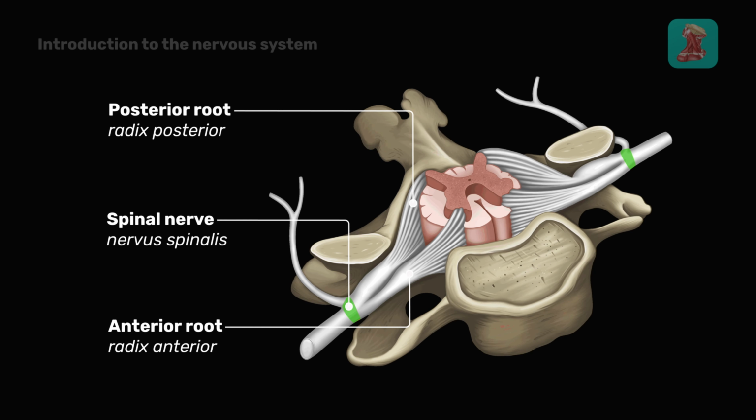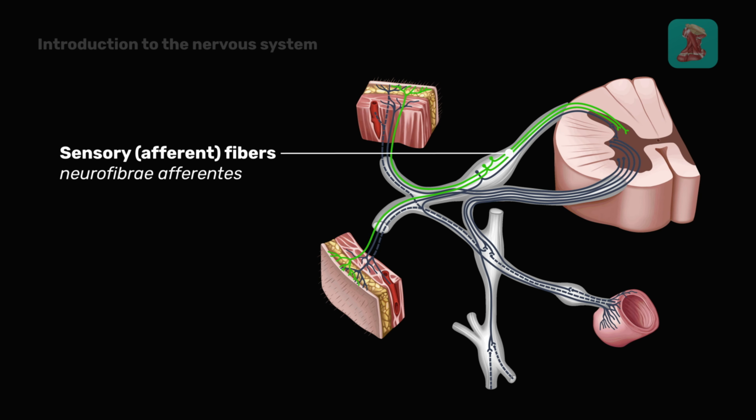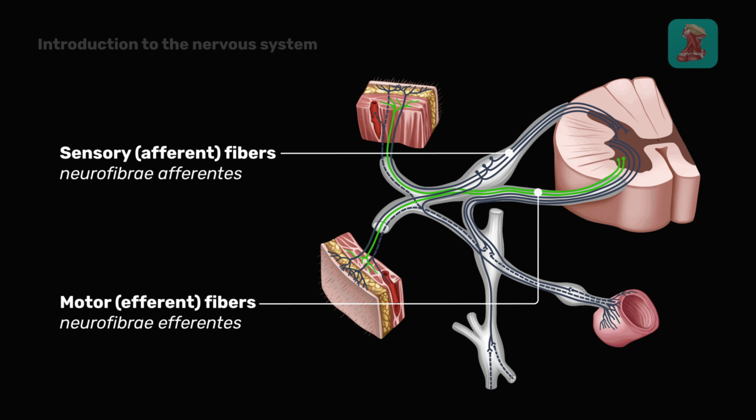Spinal nerves arise directly from the spinal cord via two routes, the anterior and the posterior route. The posterior routes contain sensory or afferent fibers that transmit sensory information from the periphery to the posterior horn of the spinal cord. The anterior routes contain motor or efferent fibers that transmit motor information from the anterior horn of the spinal cord to the organs, for instance, skeletal muscles. Remember that afferent fibers arrive and efferent fibers exit the spinal cord.